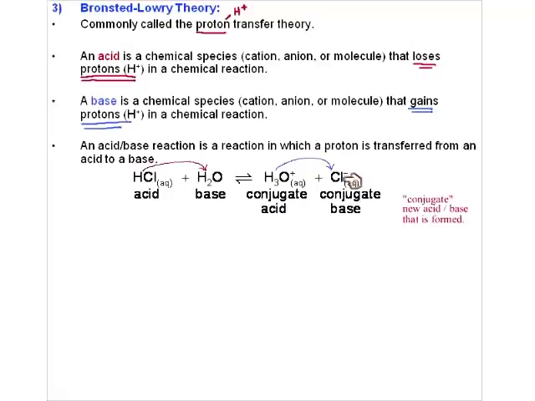And therefore, the H3O plus now is acting as an acid because it's donating or giving away its hydrogen. The Cl minus is acting as a base because in that direction, the Cl minus is going to accept or gain the hydrogen. So we refer to this as the conjugate acid and the conjugate base. Conjugate being the new acid and base that's formed in the forward direction.